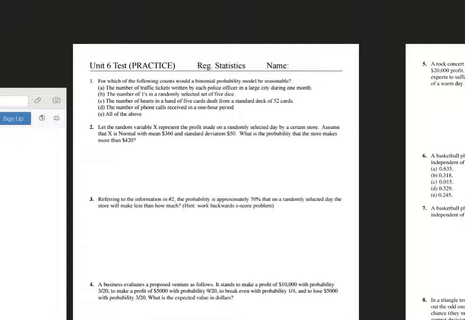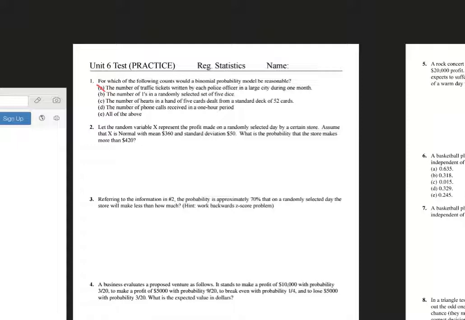So the reason why that one doesn't work is because I guess we can say there are two options: success, failure. You write a traffic ticket or you don't write a traffic ticket. Independent, these aren't considered independent because the probability of someone getting a ticket is going to be different depending on what you're doing. So that violates the independent rule.